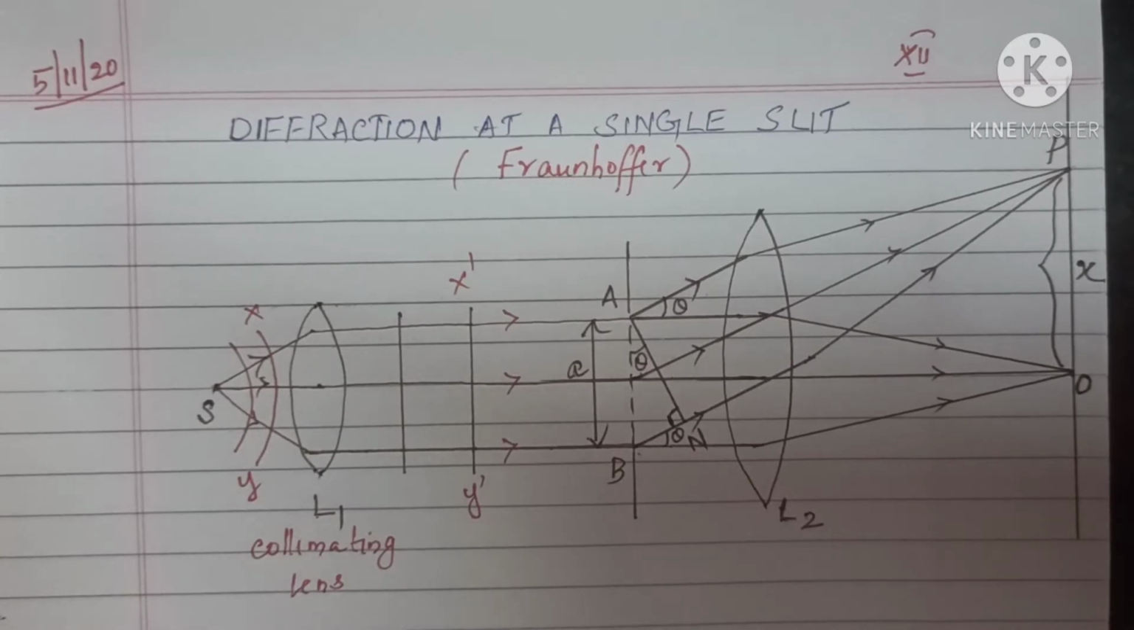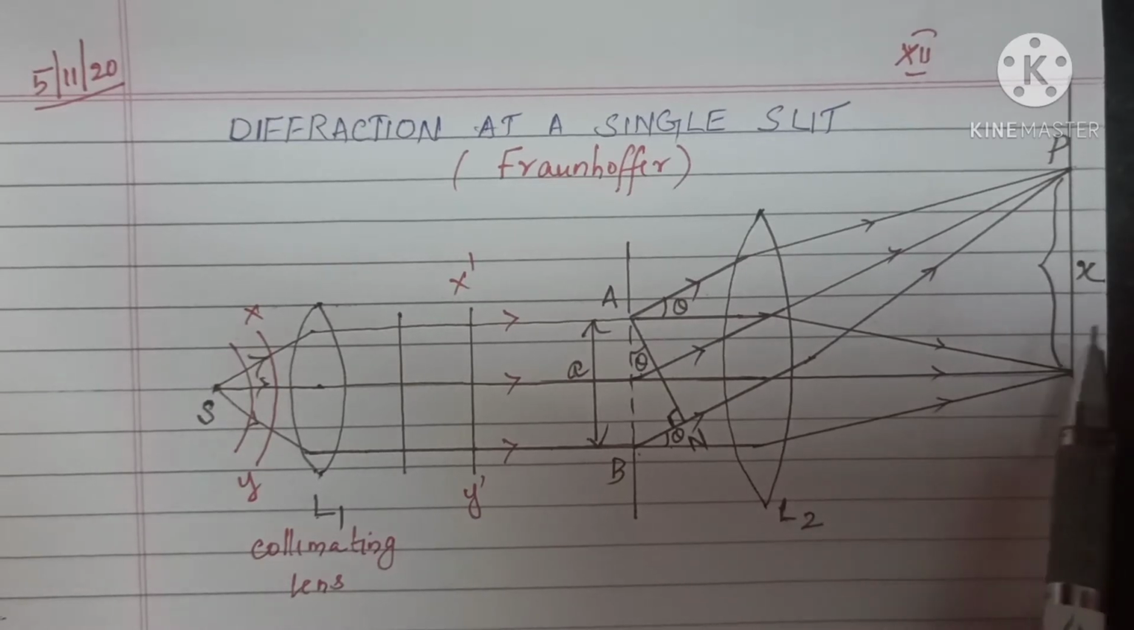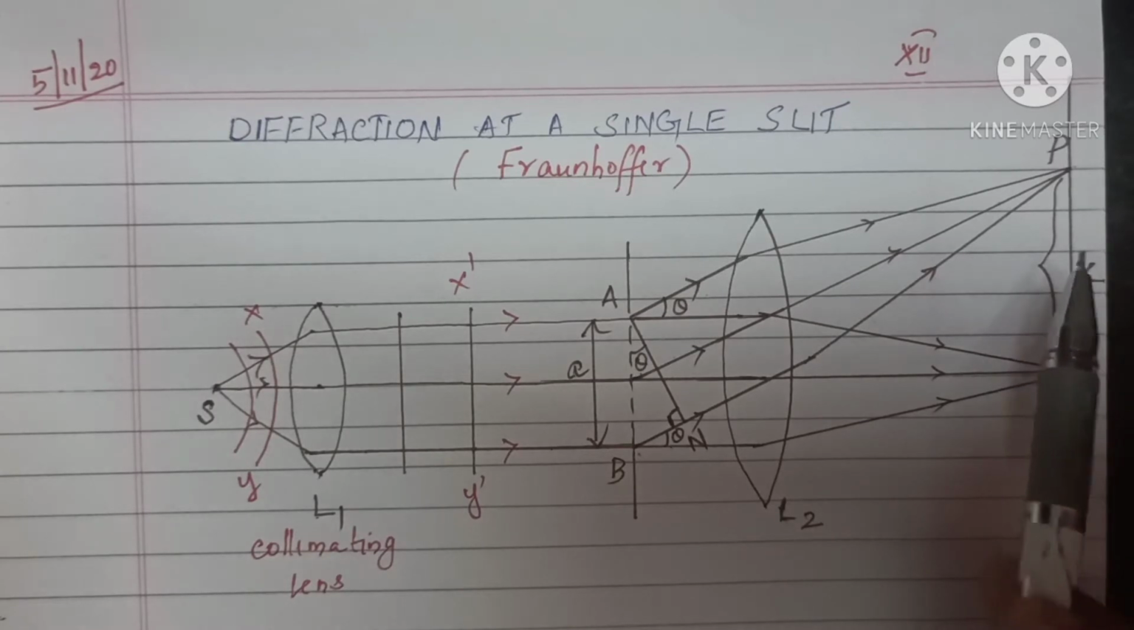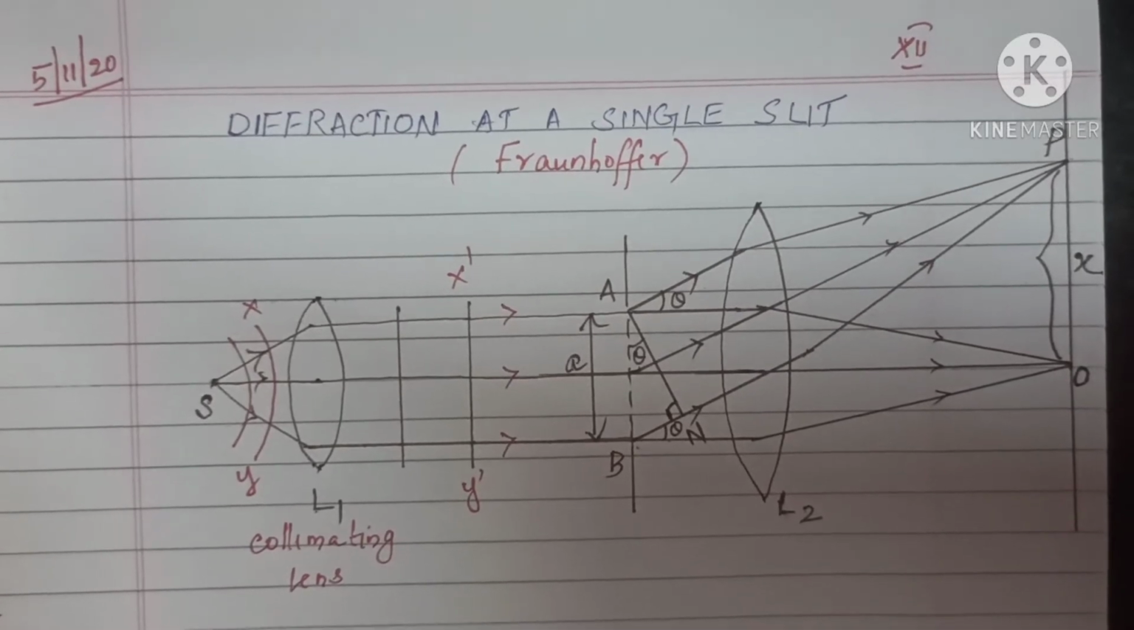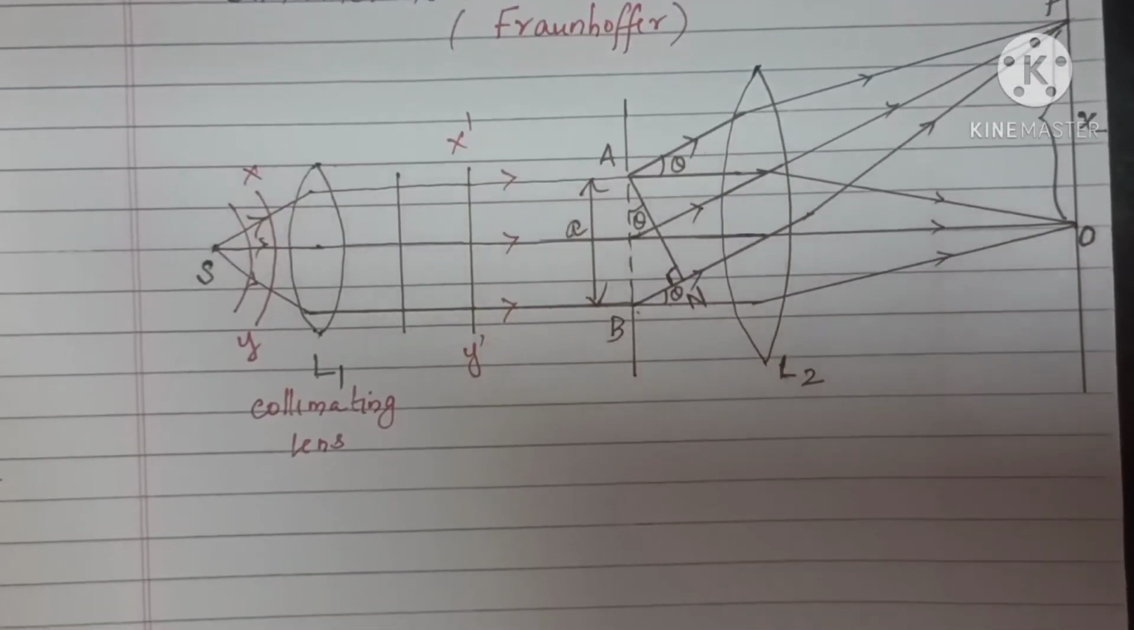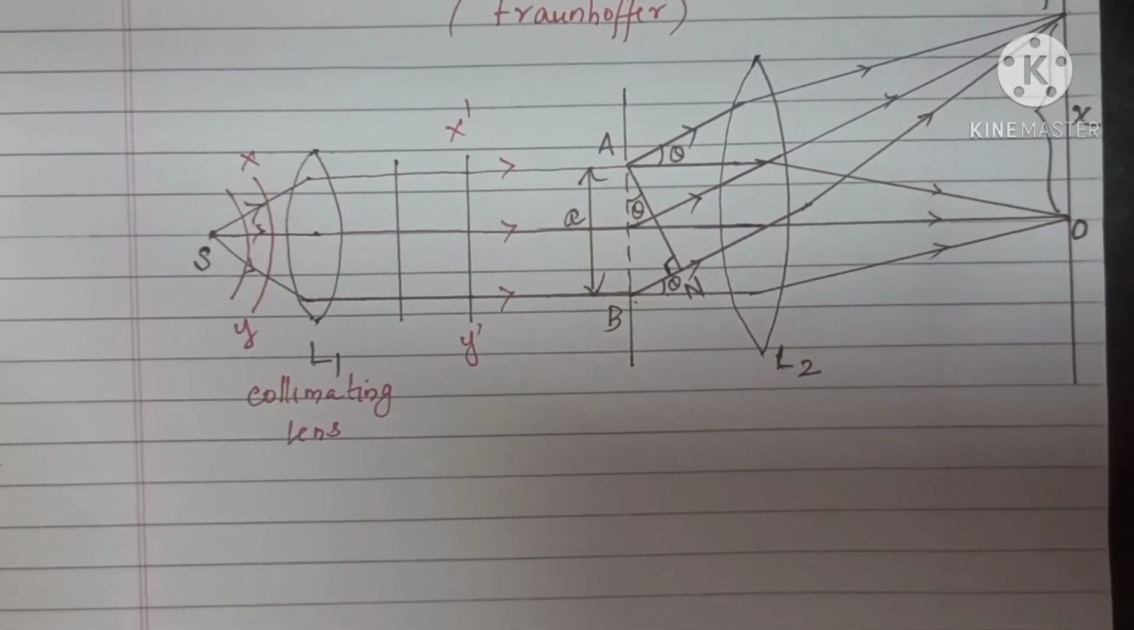Now, after the experiment, there are certain observations. And what are the observations? The diffraction pattern formed on this screen consists of a central bright maximum at O. At this point O, a central bright maximum is obtained. So that is the first observation: the central bright maximum at the point O.